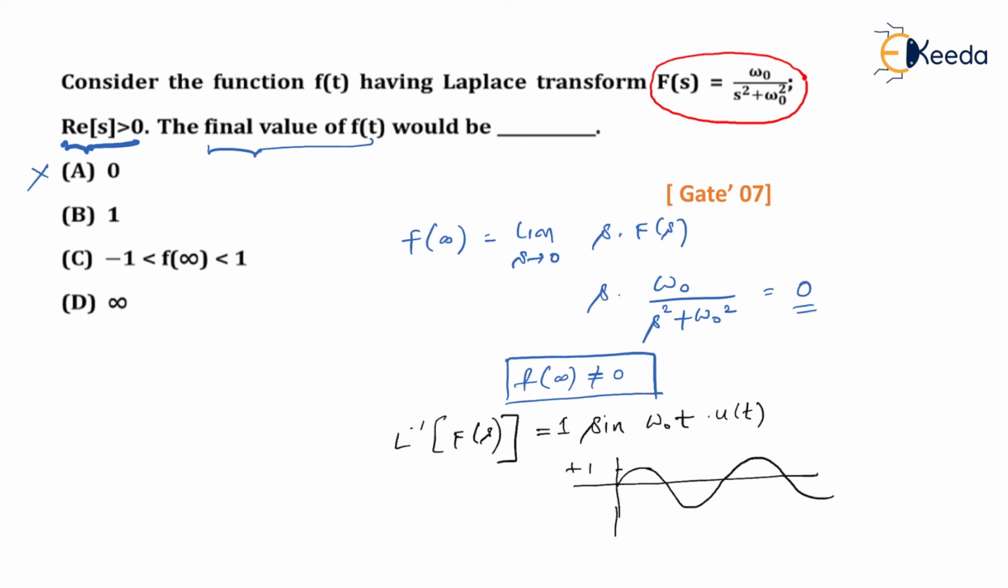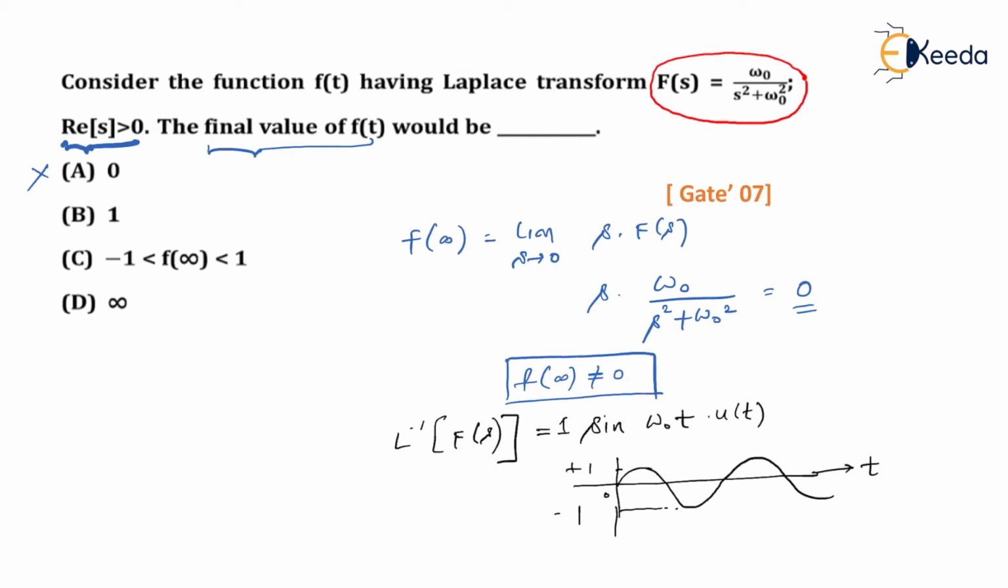Plus 1 is the maximum amplitude, minus 1 is the maximum negative amplitude, and this is what we call the time scale. So when time approaches infinity, you never know, right? Since it is an oscillatory function, you know that for an oscillatory function, the final value theorem is not applicable. If you remember, for an oscillatory function, we don't use the final value theorem. Since it is an oscillatory function, it will keep on oscillating between plus 1 and minus 1. So when time approaches infinity, no one can give you a guarantee of exactly what value it will take.